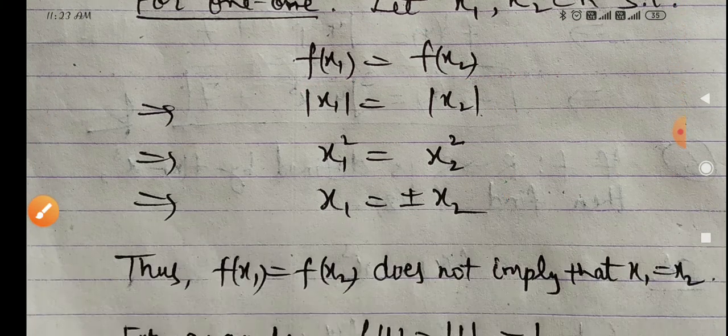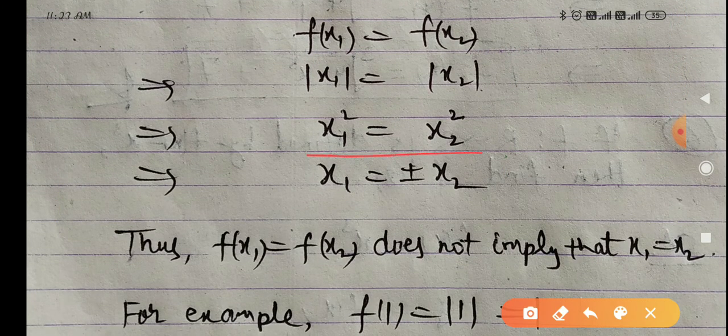Now squaring both the sides, x1 square equals x2 square. So x1 equals plus minus x2. So x1 is not exactly equal to x2, x1 is equal to plus minus x2. So that's why I have written here, thus f(x1) equal to f(x2) does not imply that x1 equals x2.